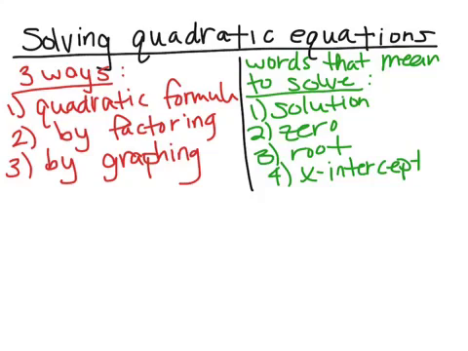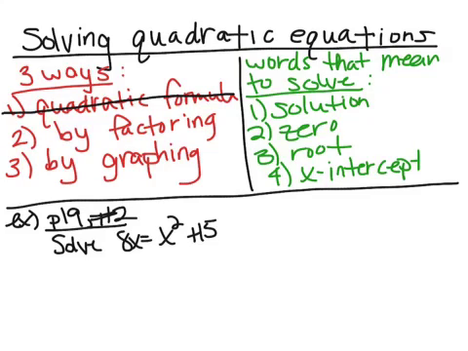Different words that mean to solve a quadratic equation is that it's looking for either the solution, the zero, the root, or the x-intercept. Alright, so let's go through a couple examples of how you would go about doing this. One way you can do it is by using the quadratic formula. If you are interested in watching that, there's a whole other video just using the quadratic formula. So right now we're just going to focus on factoring and graphing.